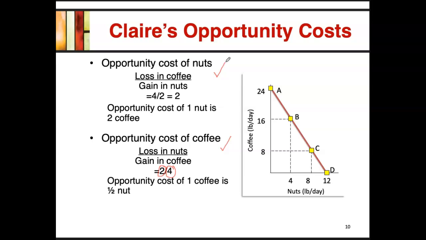So if we revisit David Ricardo in the 18th or 19th century, he would suggest that Claire should specialize in the production of coffee, because for Claire it's less costly to produce coffee. If Claire was a country, or even a person, she should specialize in the production of coffee. Why? Because the opportunity cost of coffee is less than the opportunity cost of producing nuts.